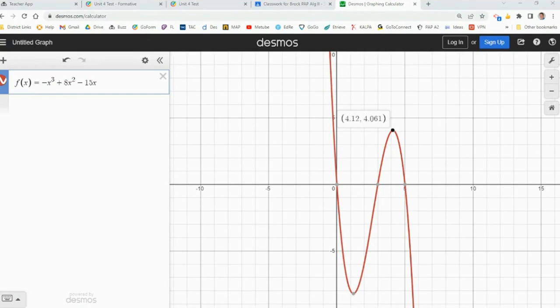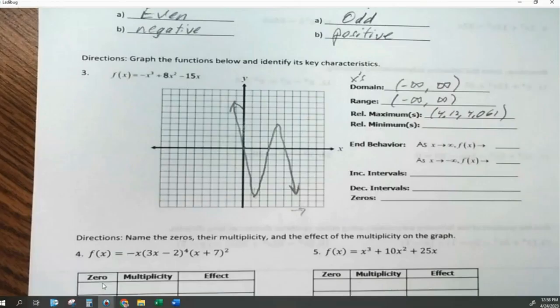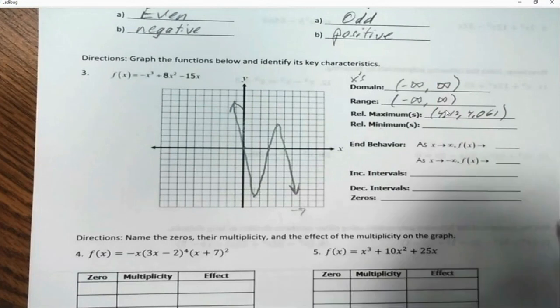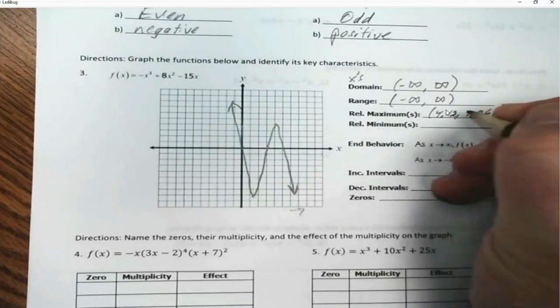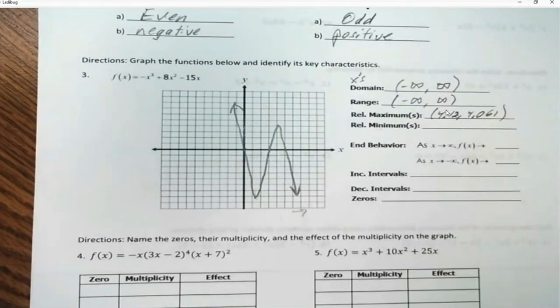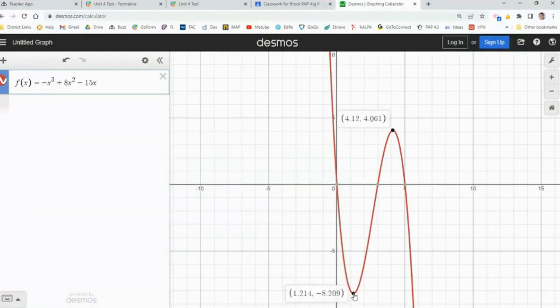Okay, so we've taken that point and we've made that our maximum right there. 4.12, 4.061. Relative minimum. So the smallest right there. That's smaller than everything on both sides of it. So that's a relative minimum.